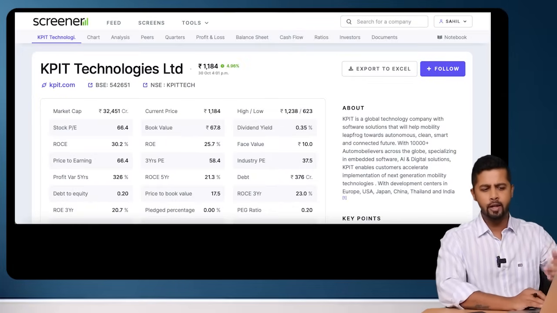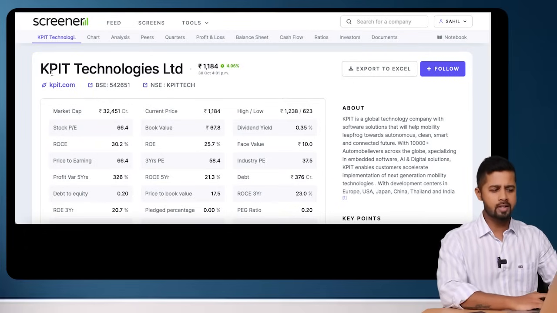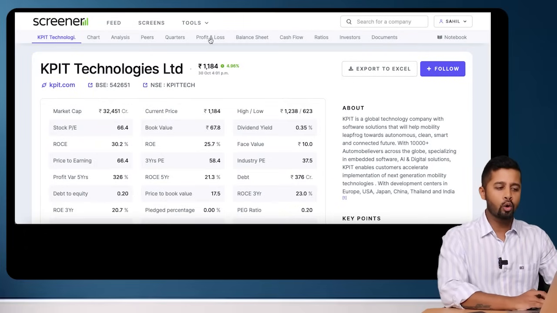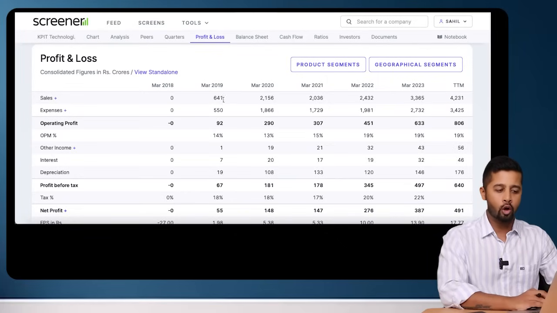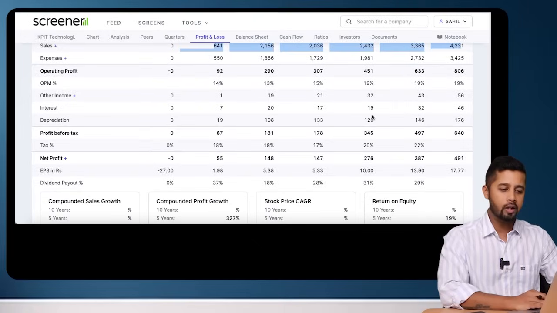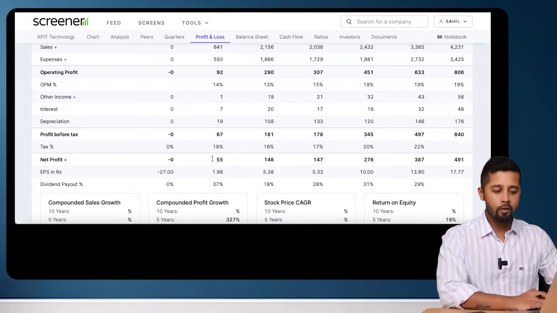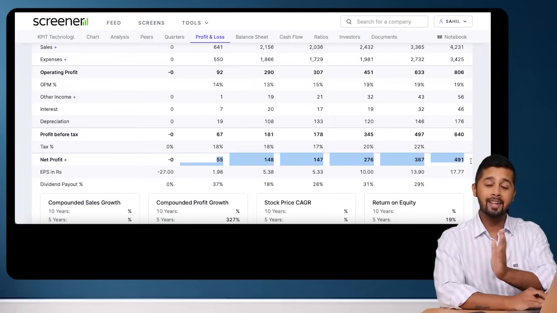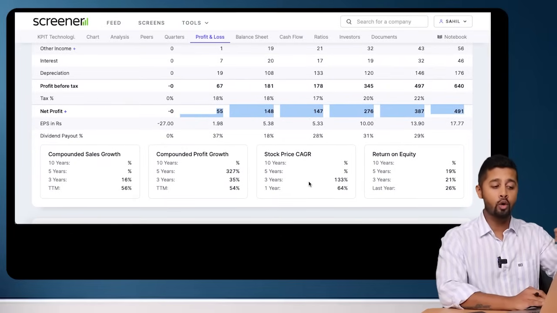For example, I'll quickly give you how I screen it. So this is one example I want to take: KPIT Technologies. First of all, I go to the profit and loss. I look at year-on-year growth, how it is doing from 600 to 2000, then 3000, 4000. Okay, consistent growth. Then if you look at net profit from 55, 148, 276, 387, again growing consistently, and at a very good rate, right?